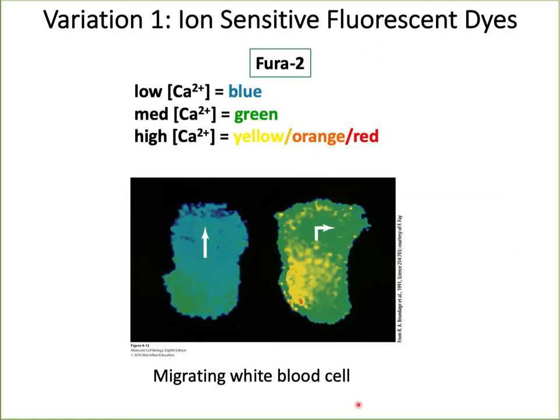So there are some very interesting and powerful variations on fluorescence microscopy. I want to talk about three of them. The first variation is a powerful use of ion-sensitive fluorescent dyes.